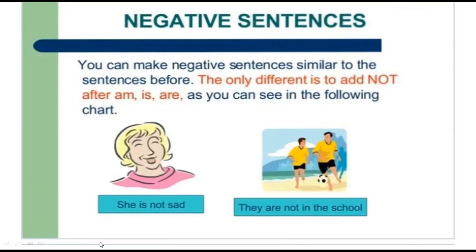As you can see in the following chart, she is not sad, as it is obvious that she is smiling. That is not sad, obviously. We add not after auxiliary verbs in negative sentences. Am I right? Yes. Totally right. Okay. Thank you.